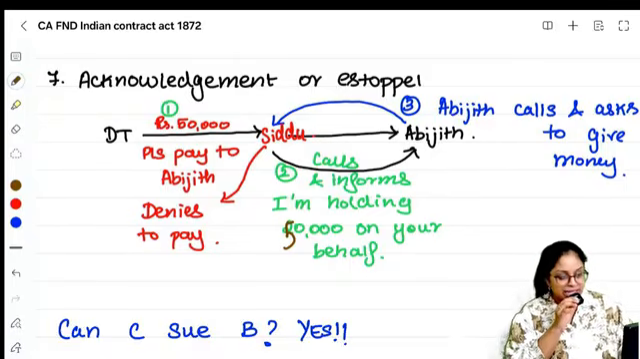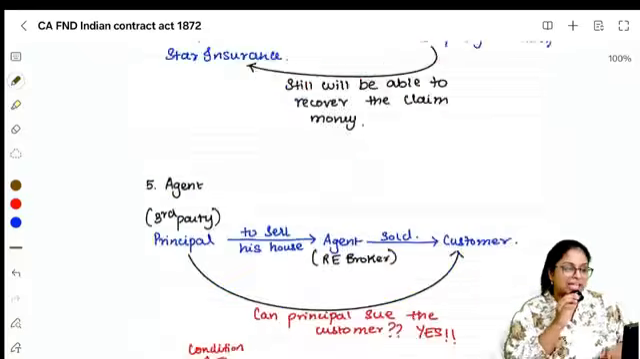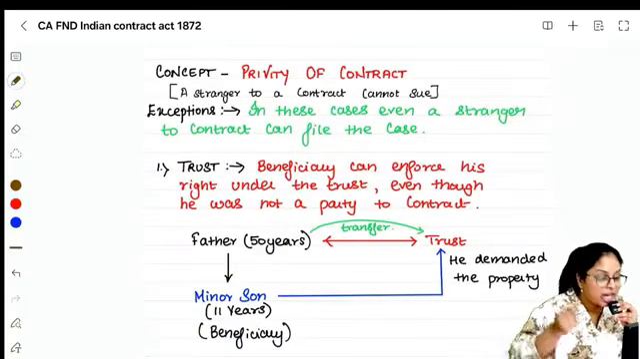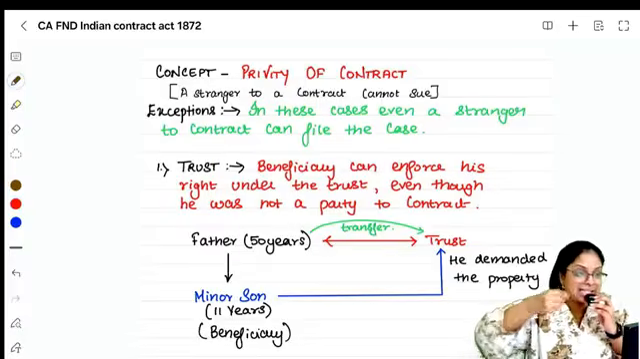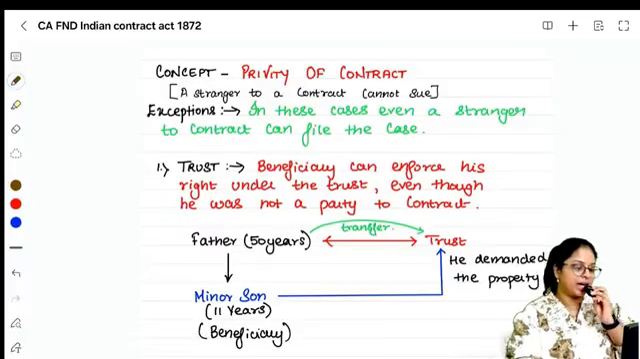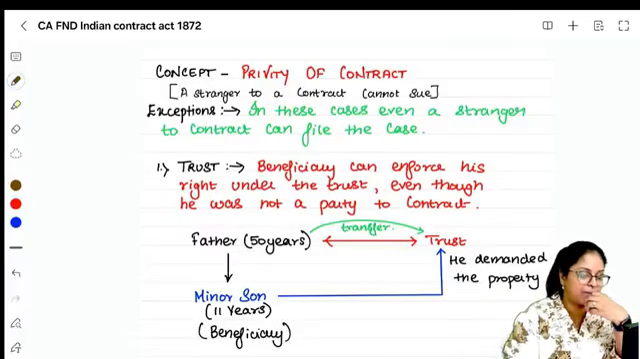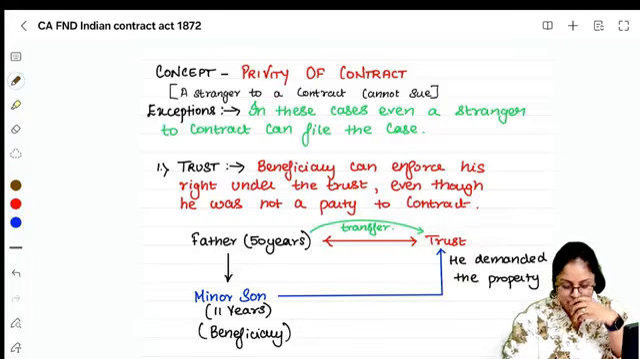So these are all the 7 cases in which even though you are not a party to a contract, even though you are not promisor or promisee, still you can go and file a case. Even then, what can you do? You can file a case. Is this clear, people?